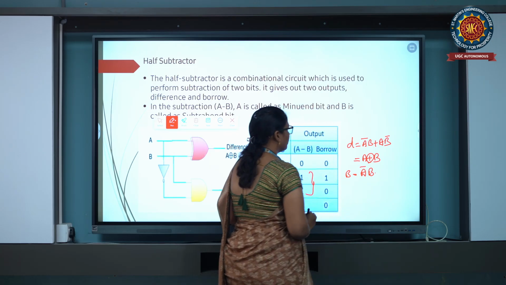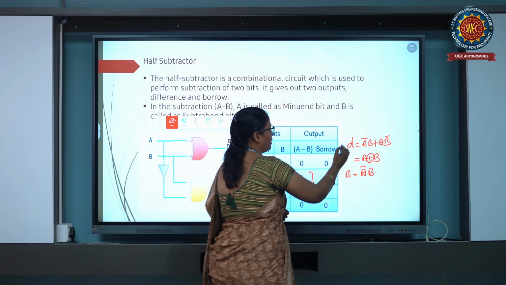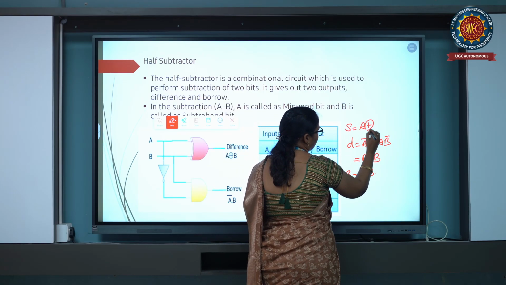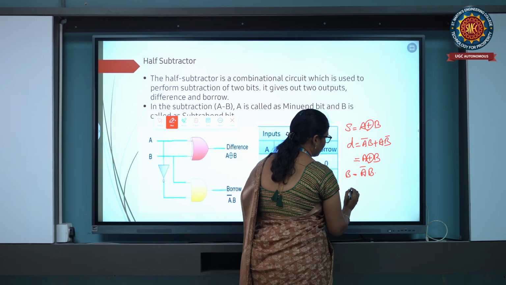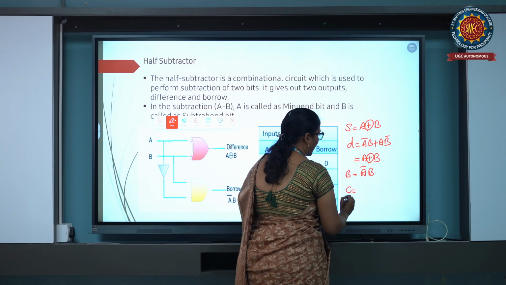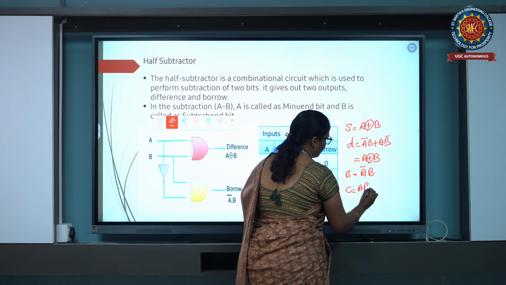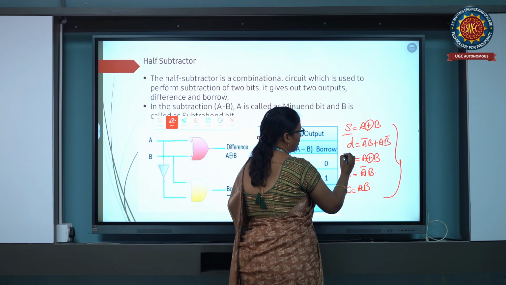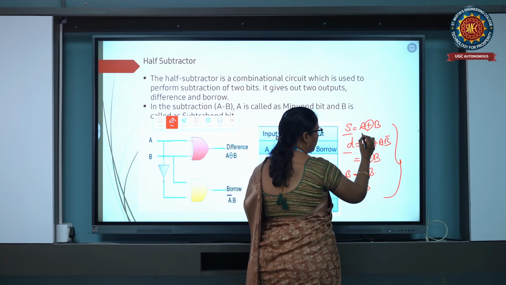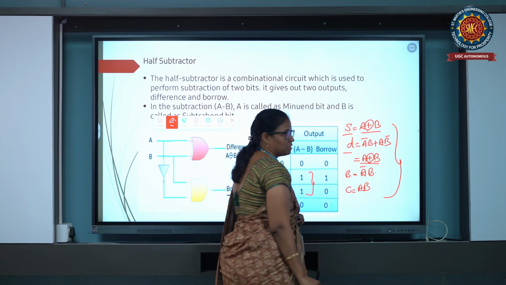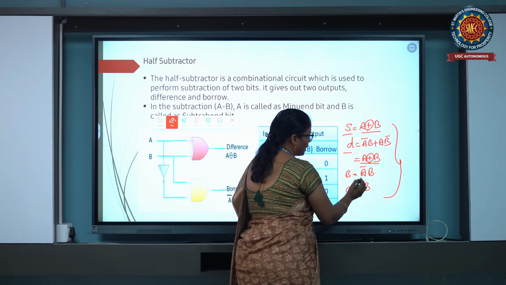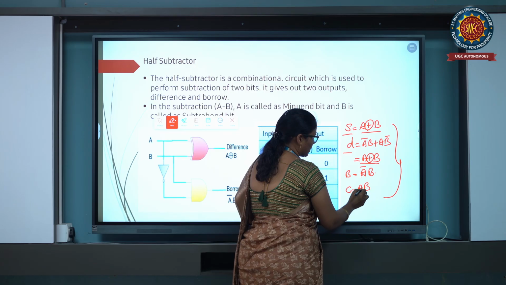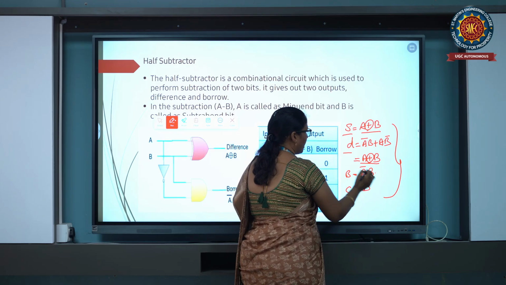If we consider the sum expression, that is nothing but XOR operation of both inputs. If we consider the carry expression, that is AB. If we observe the difference between these two, the sum and difference are nothing but the XOR operation of the input variables. For the borrow, only the one input A is inverted. So carry is equal to AB and borrow is equal to A bar B.